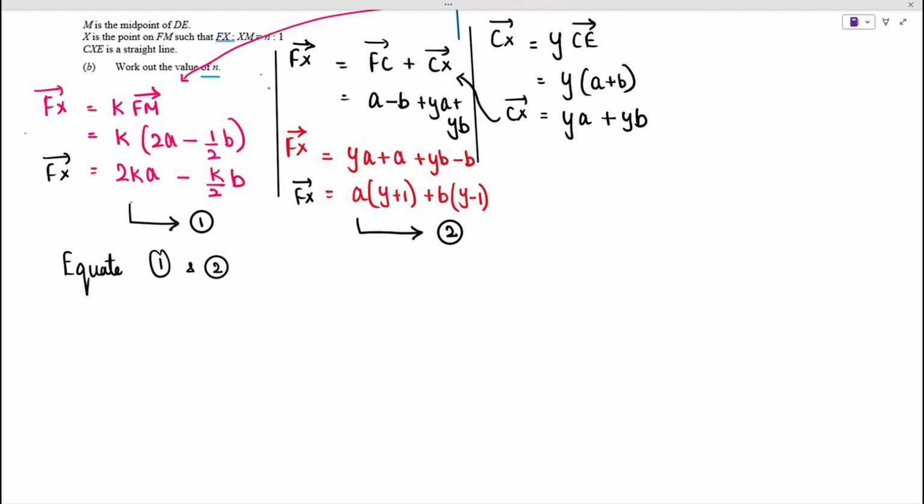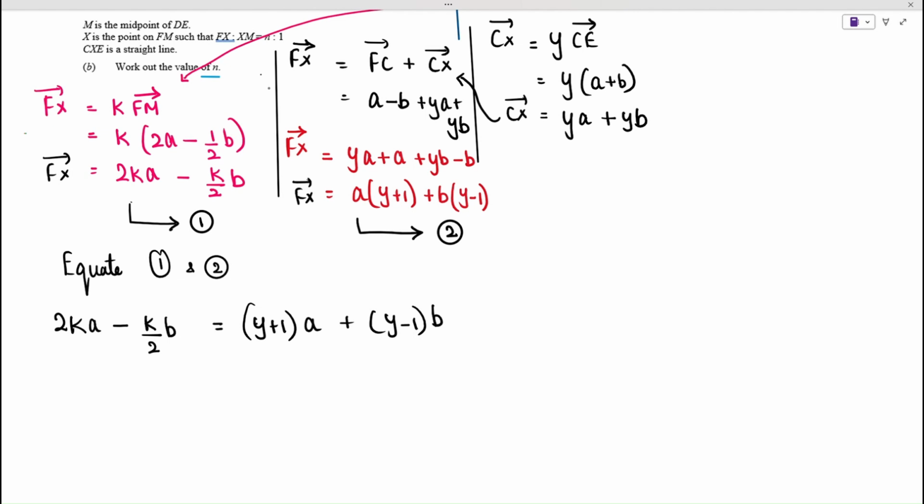So here we have 2ka minus k over 2b, which is equal to y plus 1a plus y minus 1b. And as I stated previously in the video, we're going to be using comparing coefficients. So since both sides of the equation are equal, the coefficient of a on both sides must be the same, and the coefficient of b on both sides must be the same.